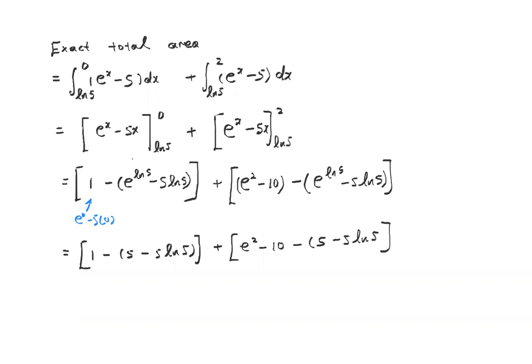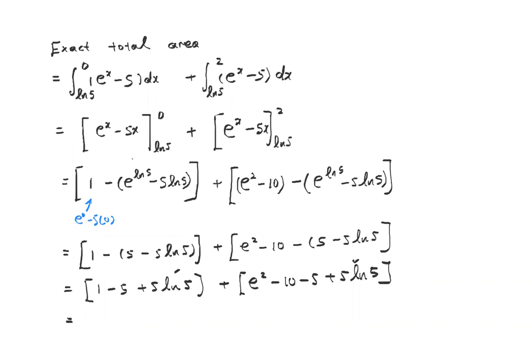You get me? So now you open up the bracket. This one, e squared minus 10 minus 5 plus 5 ln phi. Okay? So now you collect. Here got 1 and 5 ln phi. Here also got 1 and 5 ln phi. So altogether 10 ln phi, and here got the e squared. So I write down e squared first, plus 10 ln phi.